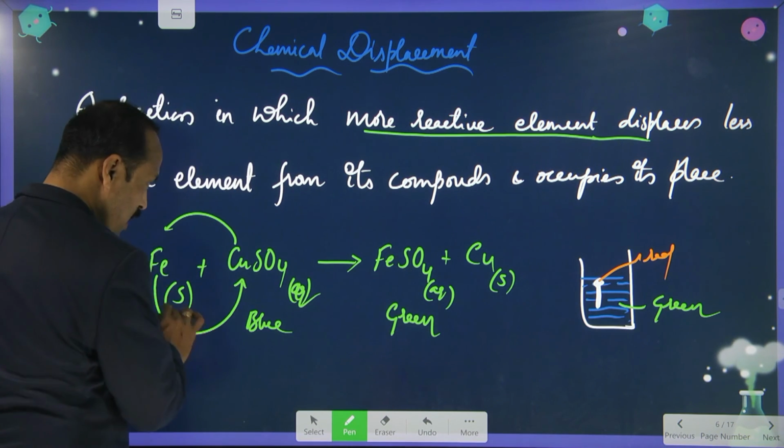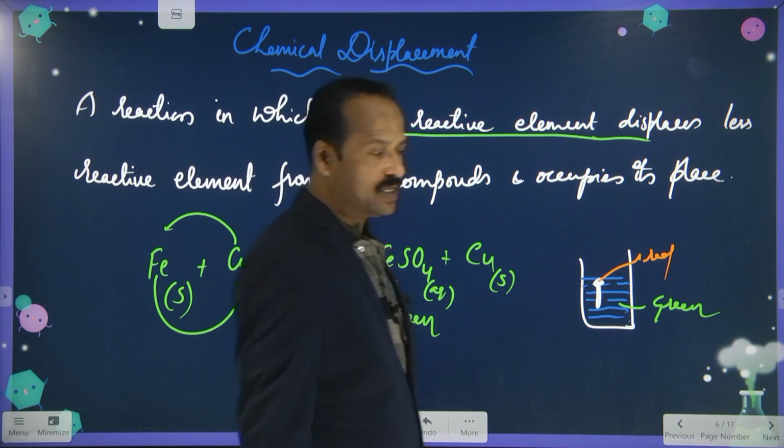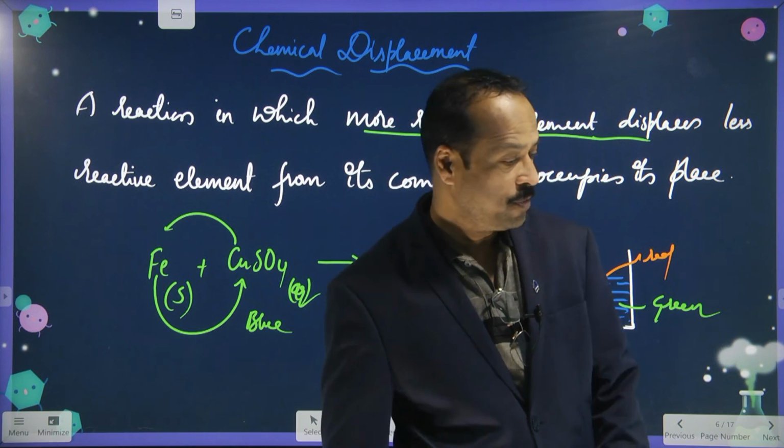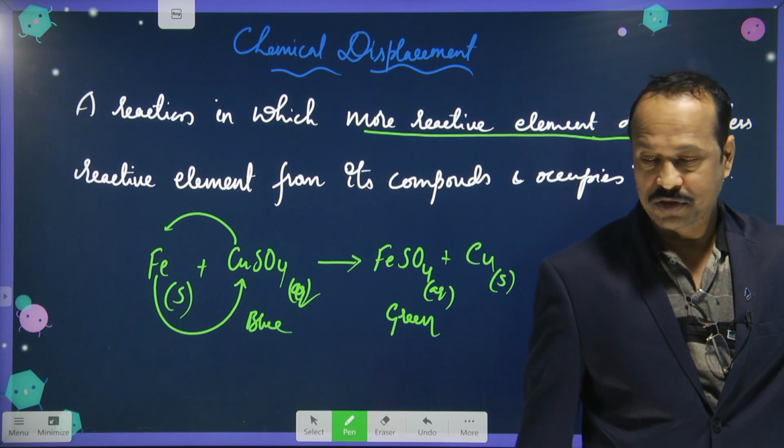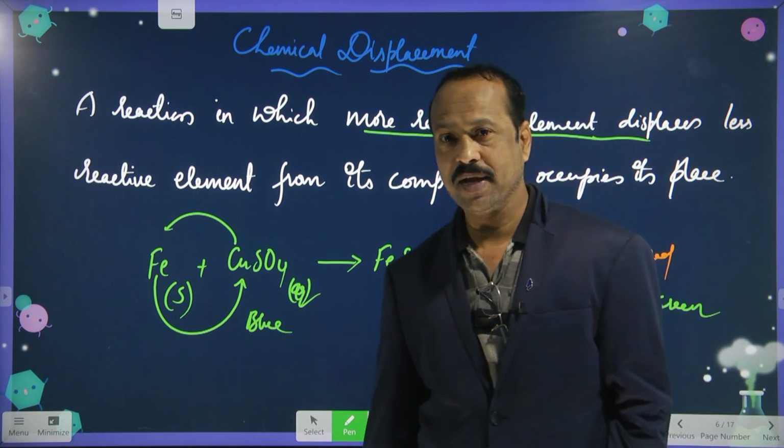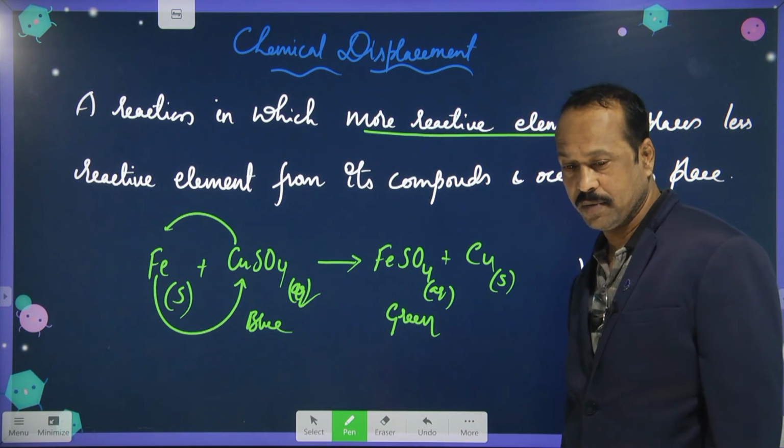So a more reactive element displaces a less reactive element from its compound to form a new substance, and this is called chemical displacement. Is this clear to you, chemical displacement?